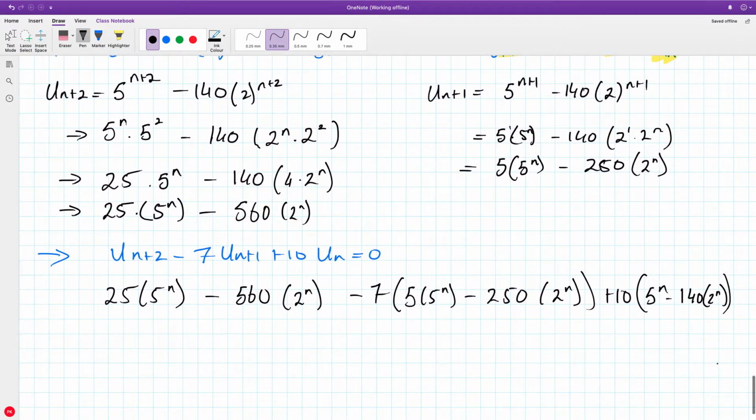Big long equation. That 250 is supposed to be 280. It is. I can't read me own writing. Thank you.